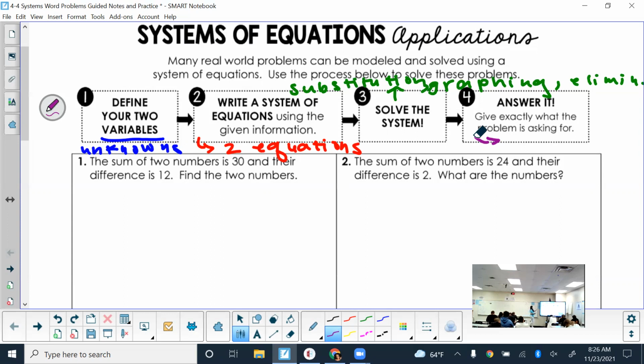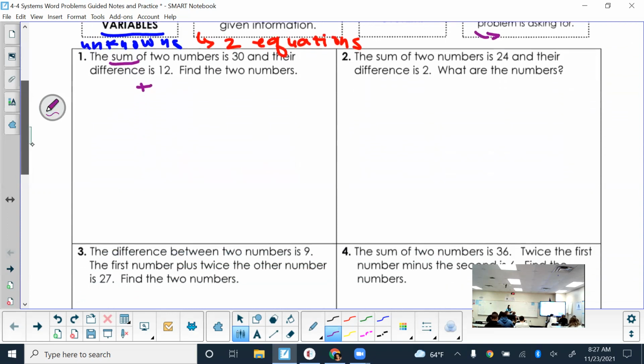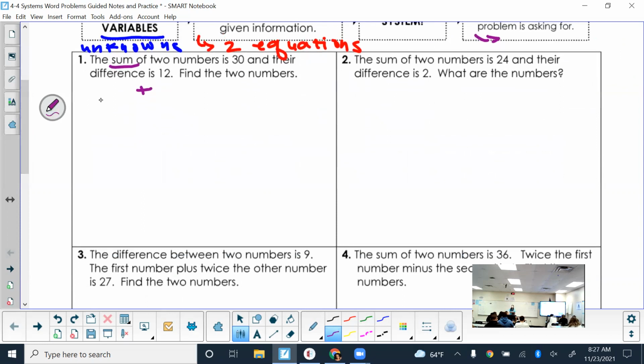All right, so then let's start with number 1. We have the sum of two numbers is 30. So what does sum tell us to do? Good. And do we know what the two numbers are? No. So we can label them. What variables do you want to use? All right, X and Y. So X and Y, and then is 30. How do you write is 30?